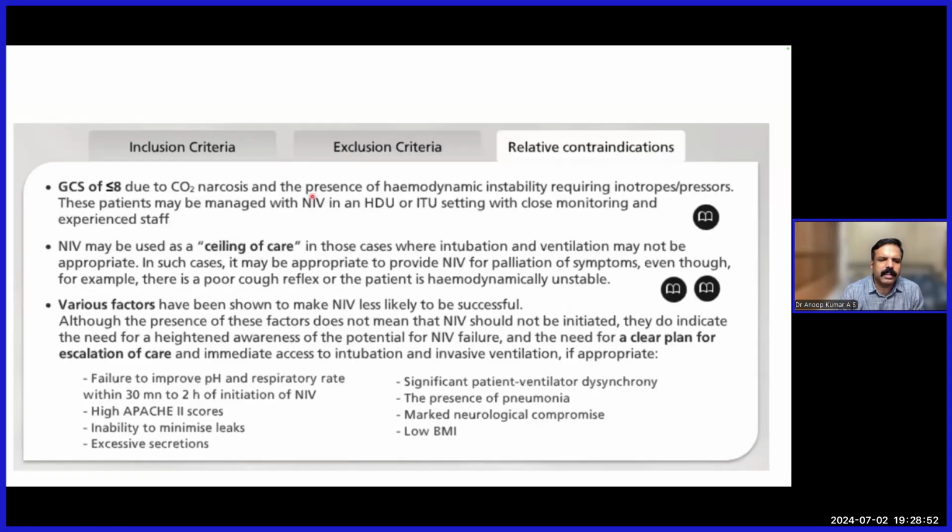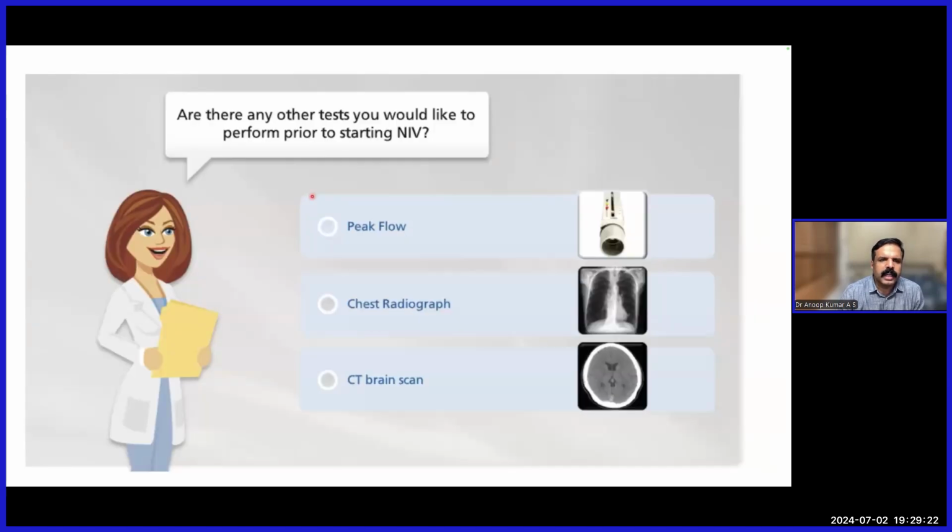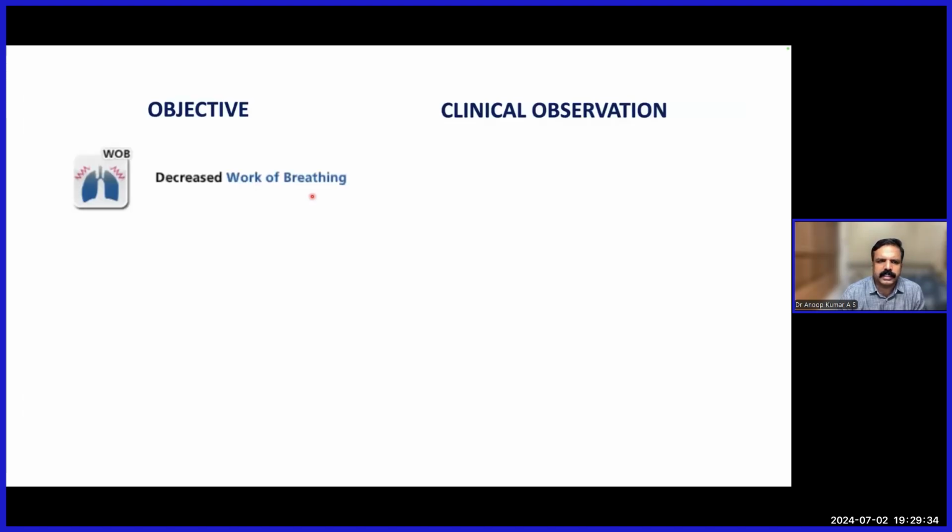And there are relative contraindications like the GCS is less than 8, and the presence of hemodynamic instability, etc. It should be continued only with close monitoring. It can be used even in sick patients if you are not planning for intubation and if you are continuing with only NIV, and your plan of escalation should be very clear. And are there any other tests you would like to perform prior to NIV, whether you want to get a chest X-ray, CT scan, and/or peak flow? It depends on the clinical conditions.